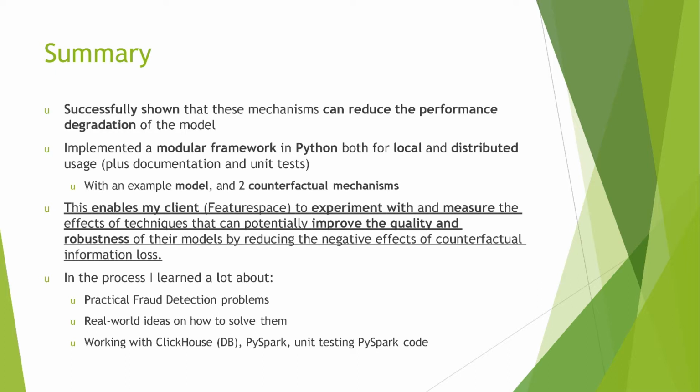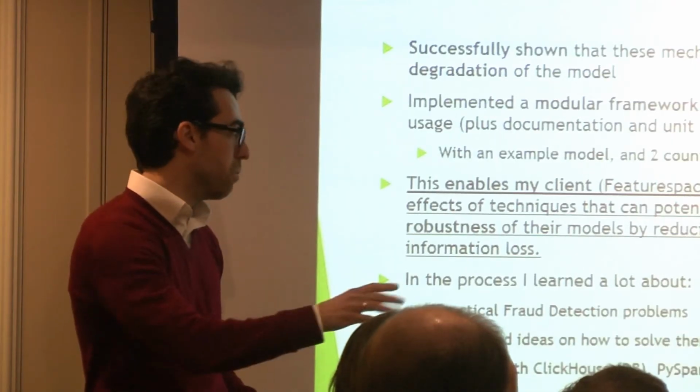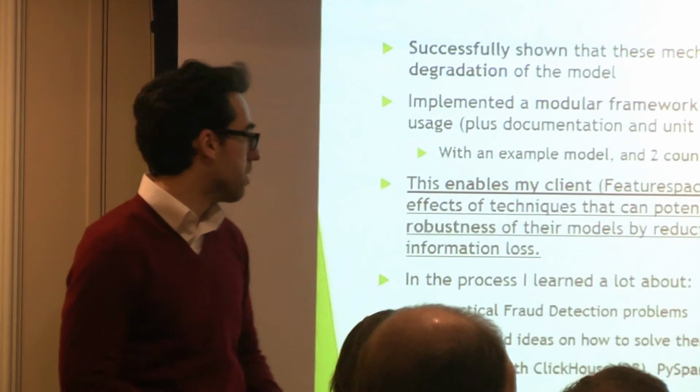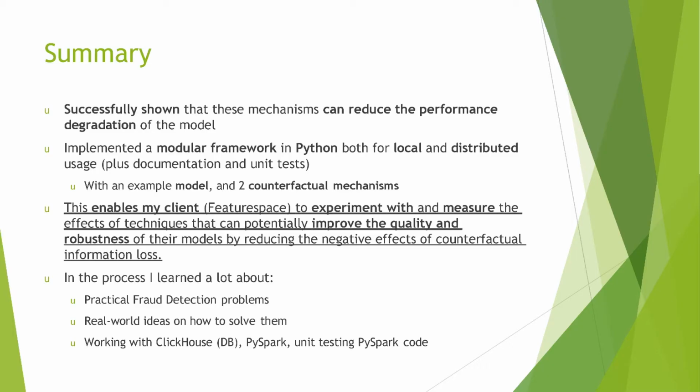In summary, I've successfully shown that these mechanisms can actually reduce this performance degradation. I implemented this modular framework in Python, both for local and distributed usage. And I had to use an example model, but I also implemented two mechanisms, but I don't think that's really the point. I think the key takeaway here is that my client's feature space team has a framework now that they can use to experiment with these techniques, put their own model in, and provide better value for the clients when they are done. I also learned a lot about fraud, in areas which are not the same as what I'm exposed to in my regular work.